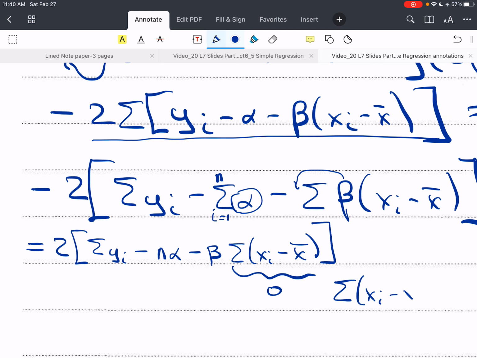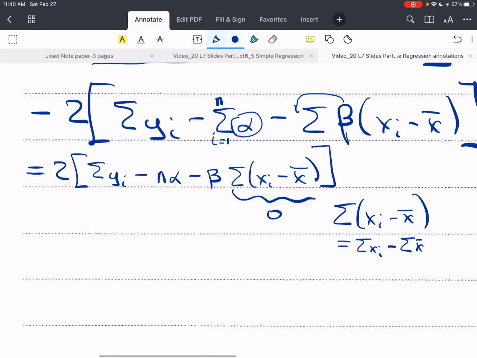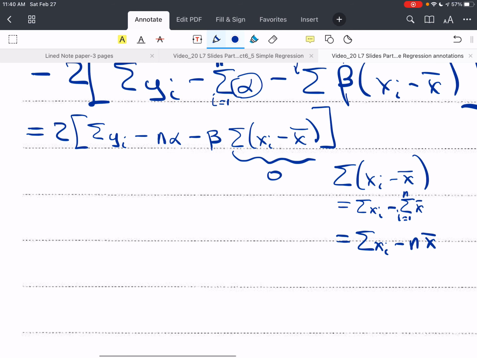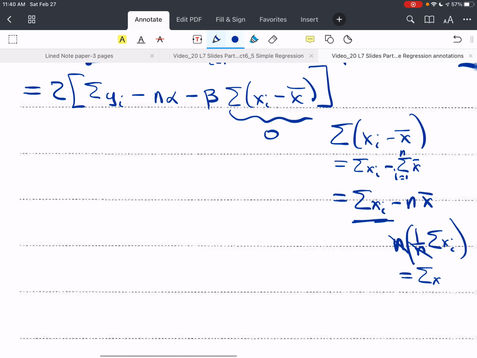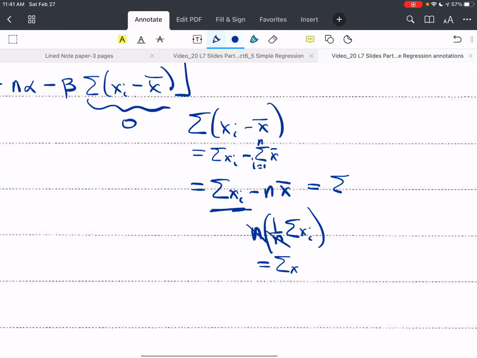Sum of xi minus x bar equals sum of xi minus sum of x bar. X bar doesn't have a subscript i. I'm doing this from i equals 1 to n, so it's going to equal the sum of xi minus n times x bar. N times x bar is equal to this. N times x bar, 1 over n, sum of xi. The n's cancel. So I'm left with this is equal to the sum of xi minus the sum of xi. That's 0. Something minus itself is always 0. Okay? So this term is 0.